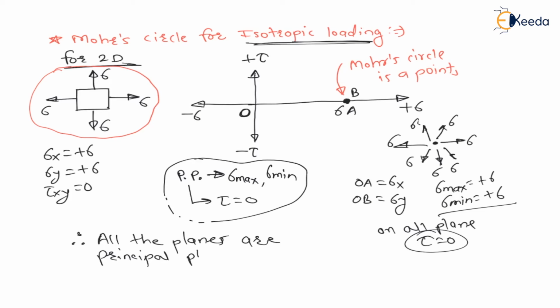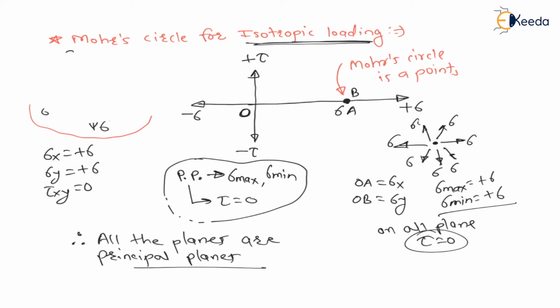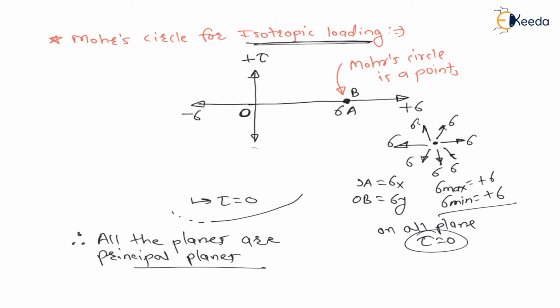Very important. If Mohr circle is a point, then all the planes are principal planes. Very, very important. Many times asked in competitive exams, right? For example, now what is isotropic loading? Where have you seen isotropic loading? Can you recall where in your engineering you have seen an isotropic loading condition?